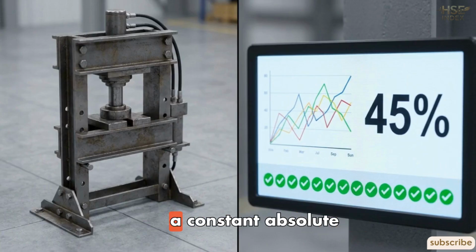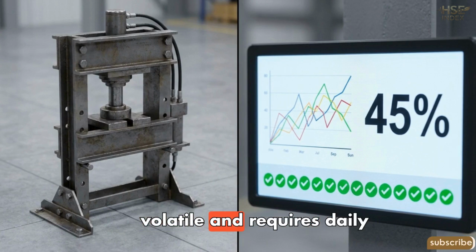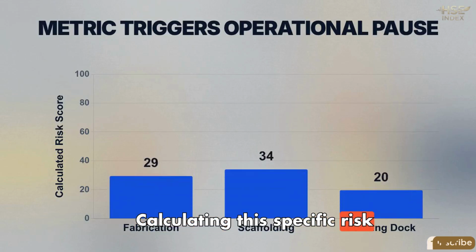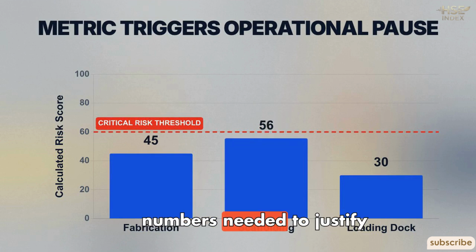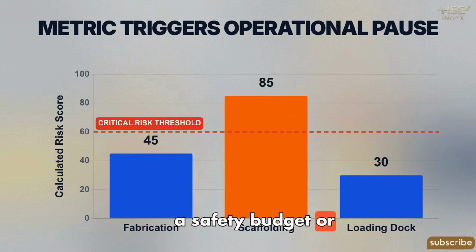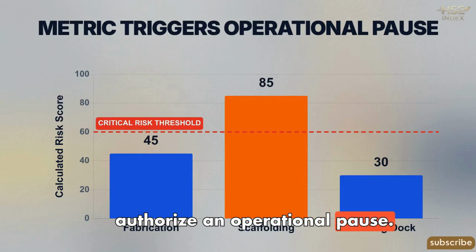While the hazard remains a constant absolute on your site floor, the risk level is volatile and requires daily reevaluation. Calculating this specific risk metric gives you actionable data. It provides the concrete numbers needed to justify a safety budget or authorize an operational pause.